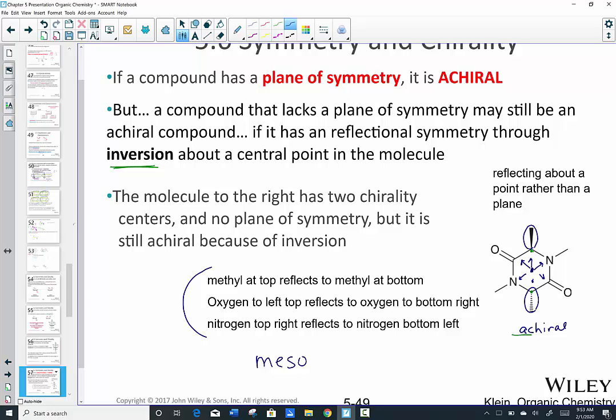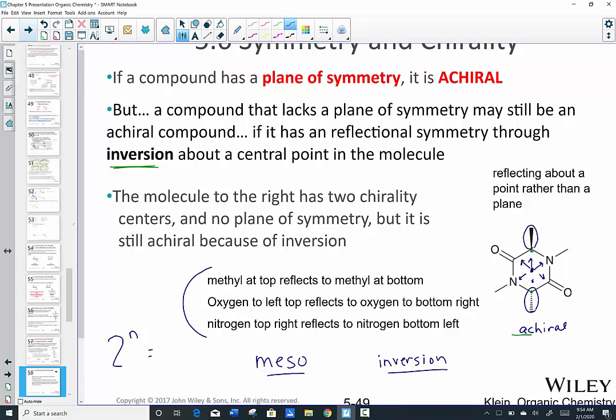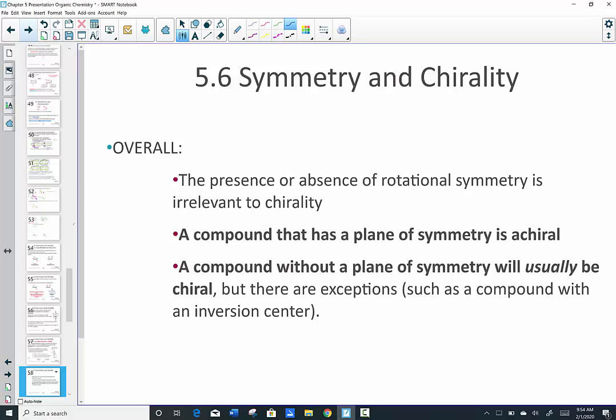Check to see if you have a plane of symmetry. If so, it is a meso compound, which is achiral. Check to see if there's a point of inversion. If so, it is achiral. Otherwise, we go through this: 2 raised to the n tells me how many stereoisomers a compound has based on the chiral centers, unless there's a meso compound or an inversion to consider, and that eliminates the choice.